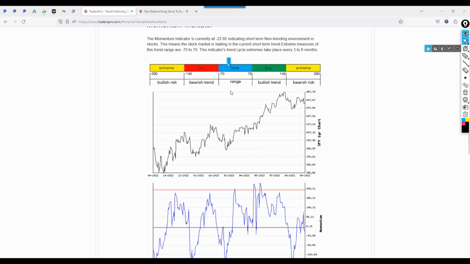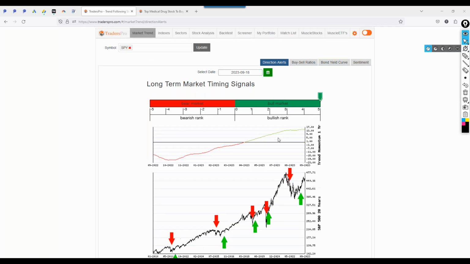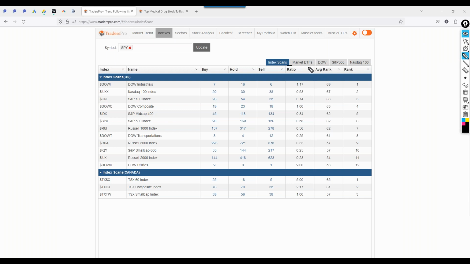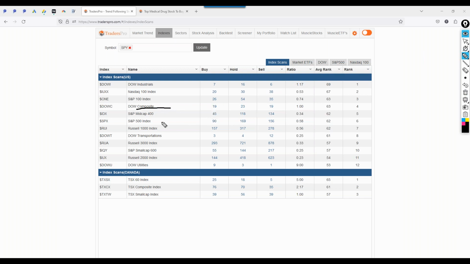These other ones are also still stuck right in the middle. Sentiment is actually bullish, so there's still a bullish bias overall. One of the things I also like to look at is what the buy sell ratio is doing on major indices. The Dow Jones Industrial Average buy sell ratio is right around 1. NASDAQ is less than 1. So you have NASDAQ 100, I should say, and the Dow Composite, the S&P 500. Again, a 0.56, you've got more sells than buys, and then you've got some that are stuck right here in the middle.